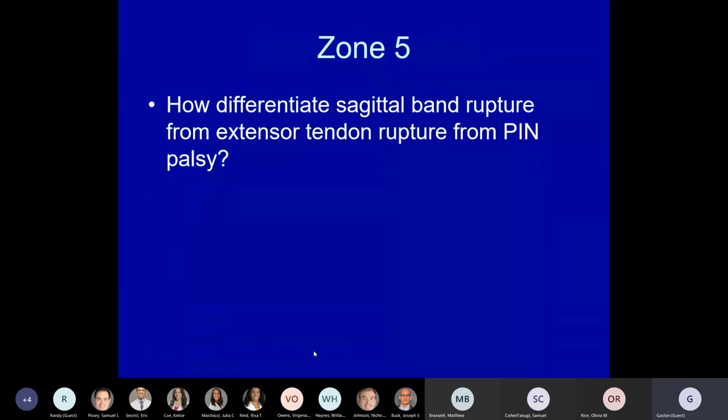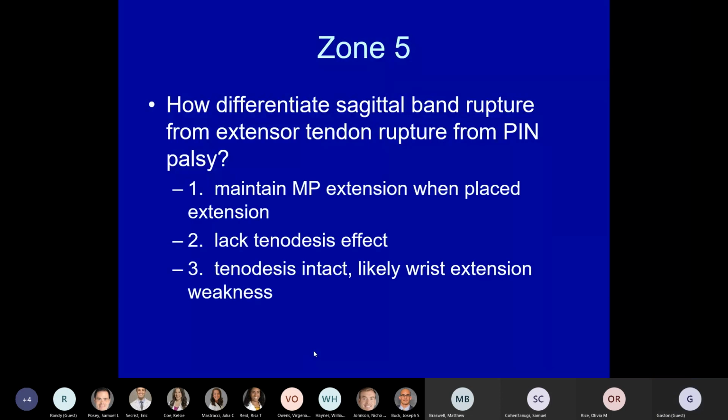How do you differentiate sagittal band ruptures from extensor tendon ruptures from PIN palsies? Sagittal band rupture, when you put them in extension, they can maintain it, but they can't actively get extension. So the other two, even when you put them there, if the tendon's ruptured, it'll just flop back down. If they have a nerve palsy, it'll just flop back down. Extensor tendon ruptures, remember, will not have a normal tenodesis, whereas nerve palsies will. So there's those things.